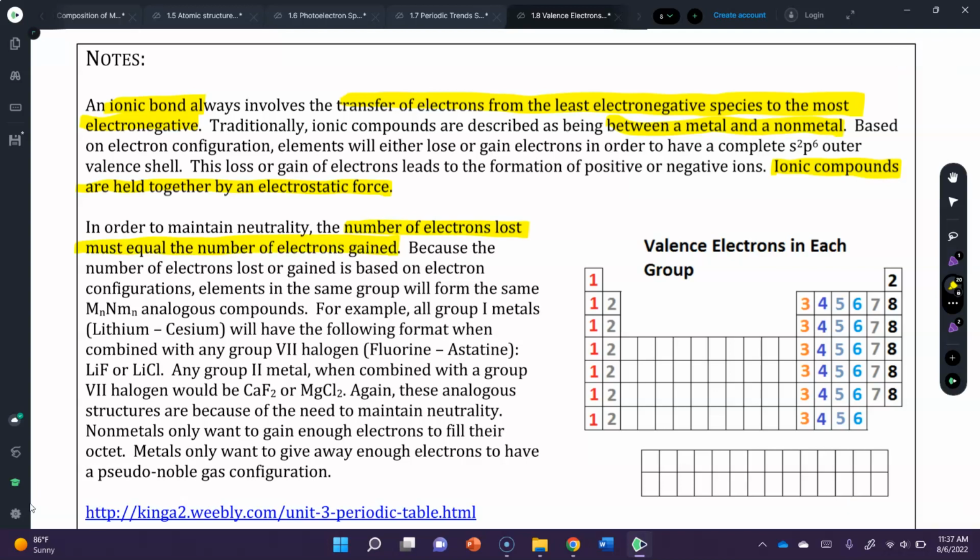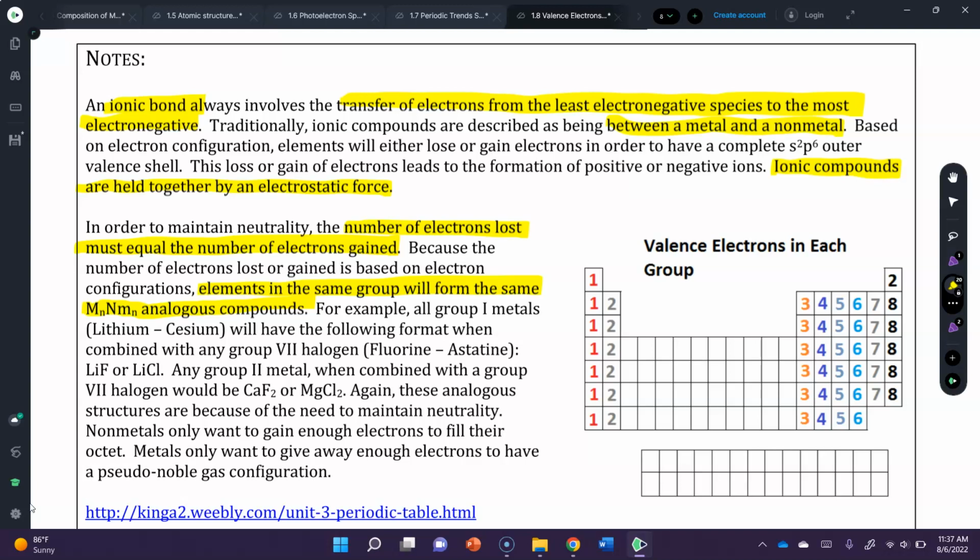Because the number of electrons lost or gained is based on electron configurations, elements in the same group will form the same type of analogous compound. For example, all group 1 metals, lithium through cesium, will have the following format when combined with any group 7 halogen, fluorine through astatine: LiF, LiCl. Any group 2 metal, and so on, will form very similar ones.